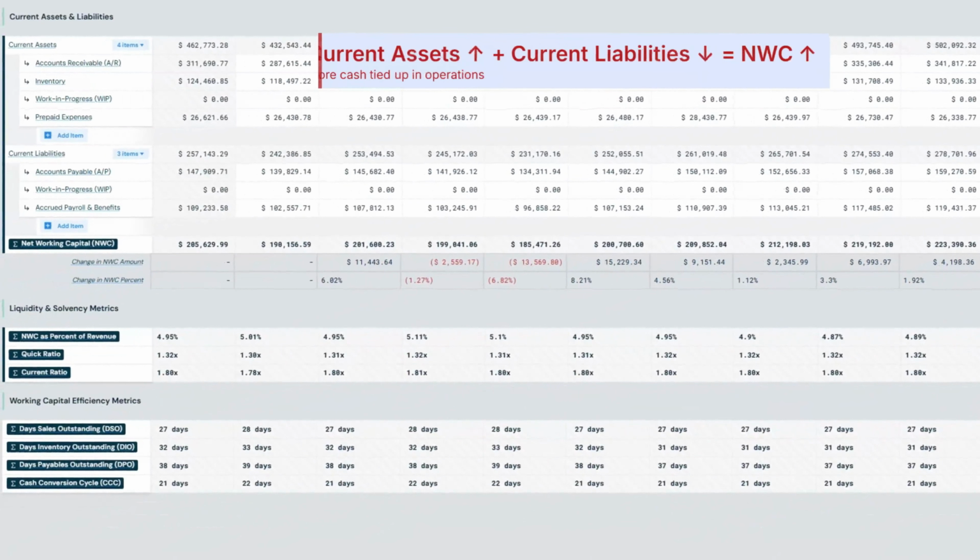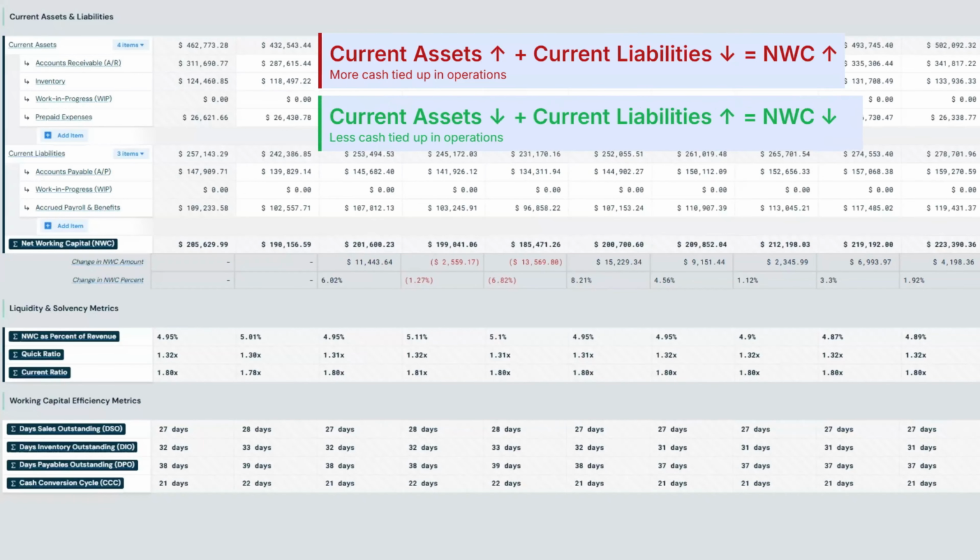So, to summarize that, when accounts receivable and inventory rise faster than accounts payable, net working capital increases, meaning cash is being used. When accounts receivable and inventory come down, or accounts payable rises, net working capital decreases, meaning cash is being freed. That's why it's so important to have 12 to 24 months or more of balance sheet data.